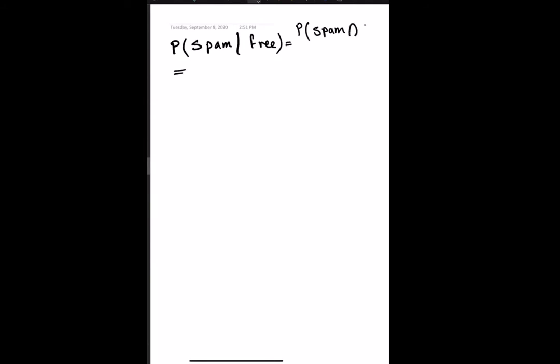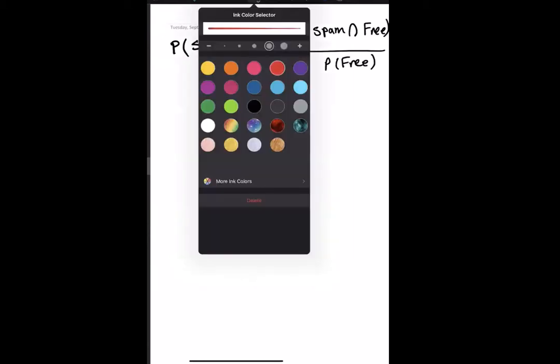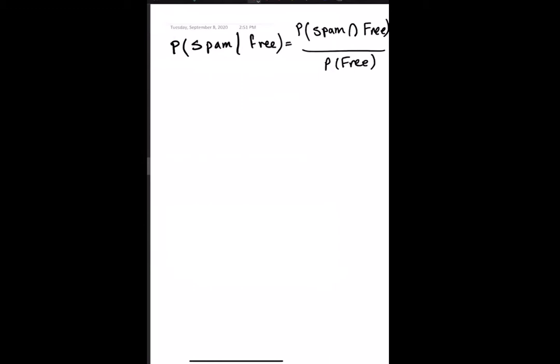Spam and free, given free. Just a simple definition of probability. Yeah, you are giving me the ultimate answer, but I wanted to get there, the base term. So I just want to show how we get there. Okay, so this is the definition. This is just the definition of conditional probability. Now let's read the problem statement and see what is given to us. The word free occurs in 60% of spam messages. How do you write that?